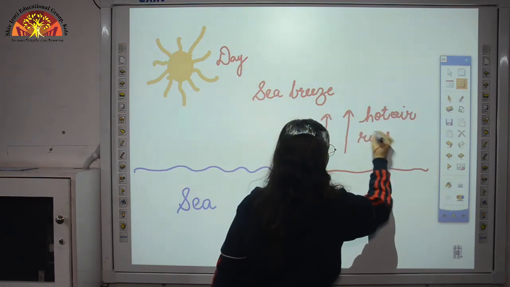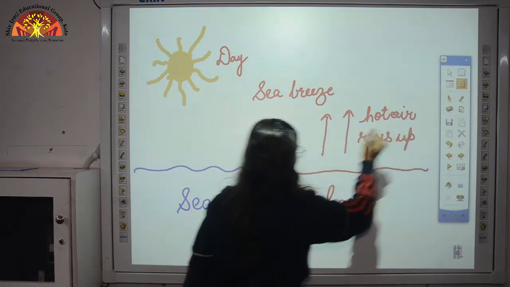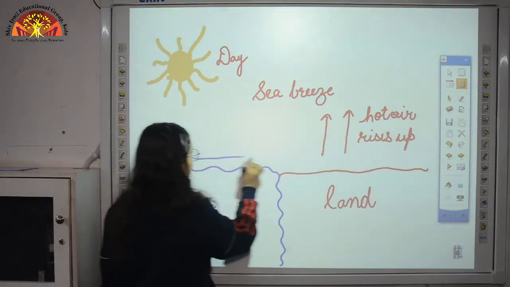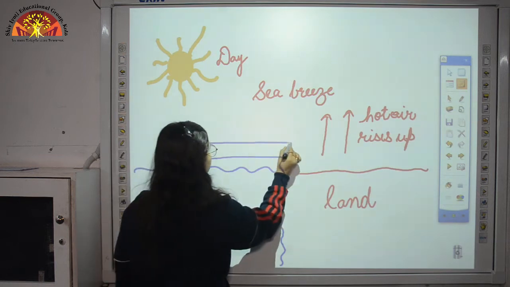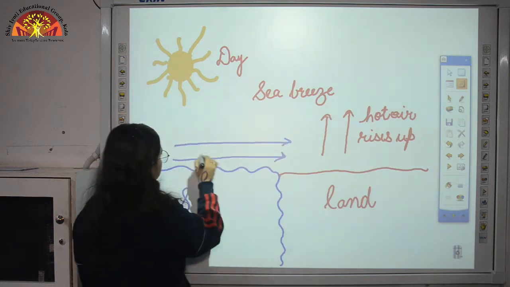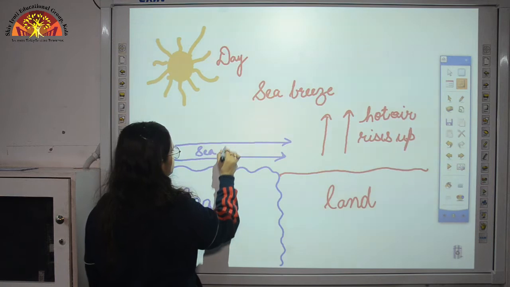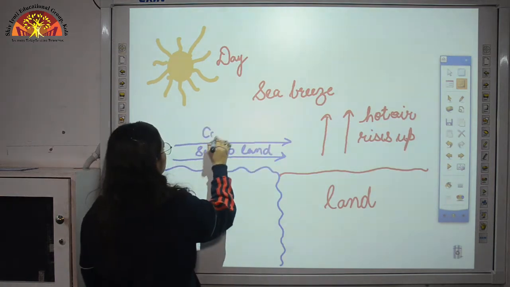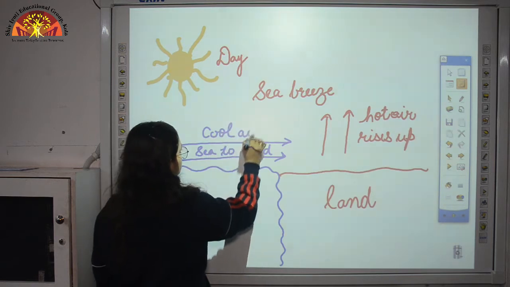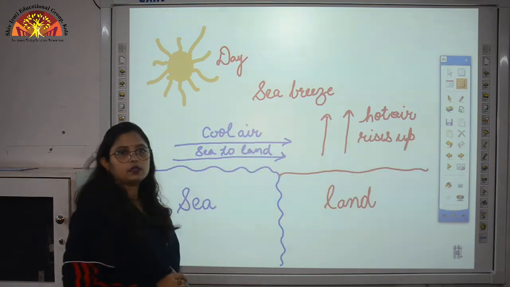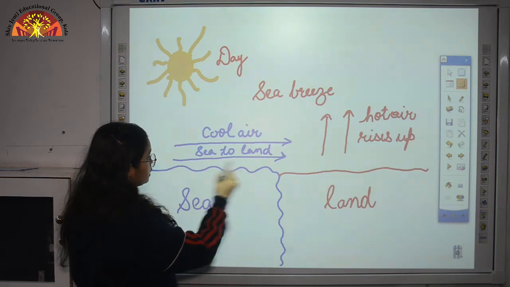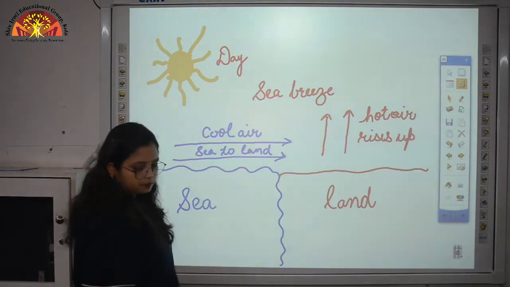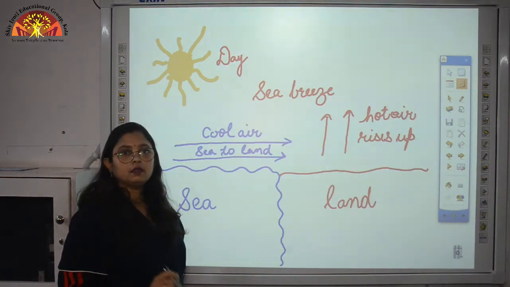rises up. Now to take up the space, the air from above the sea starts moving from sea to land. This is the air which is moving from sea to land, and this is cool air. So this air is called sea breeze. So children, in this way you have to draw the diagram in your notebooks also. Now let us see what is land breeze.